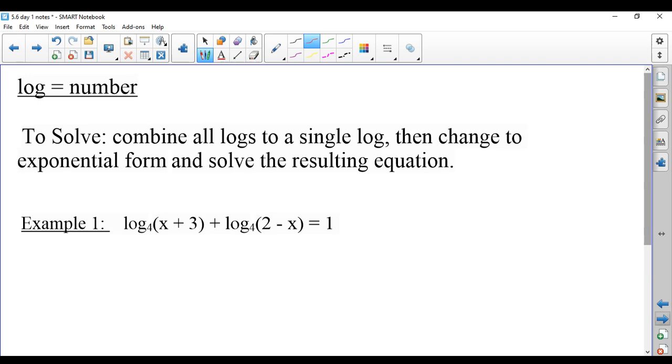The second type of equation is where we have a log on one side and a number, or we can arrange it so the logs are on one side and a number is on the other side. To solve these, you combine all logs to a single log, and then you have to change to exponential form, and then solve whatever results.